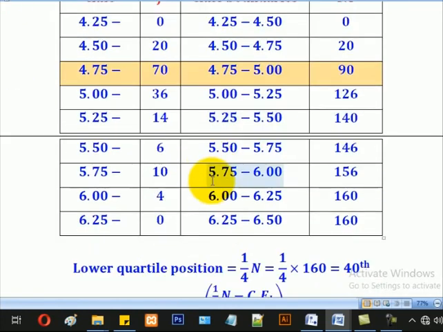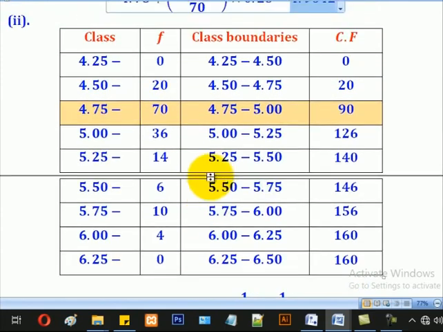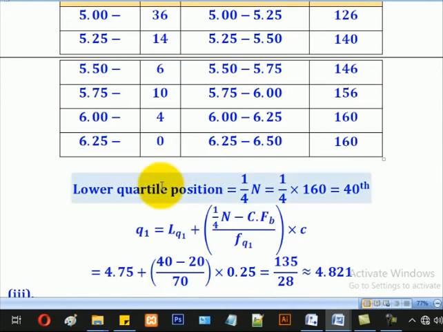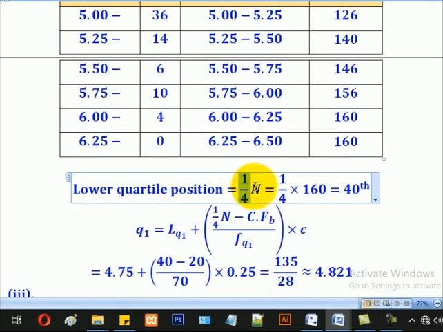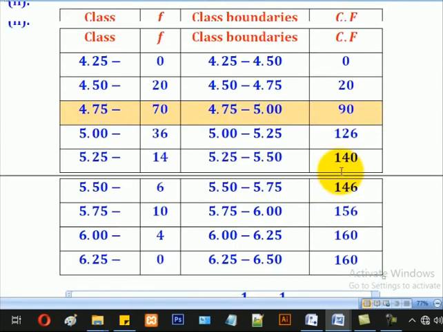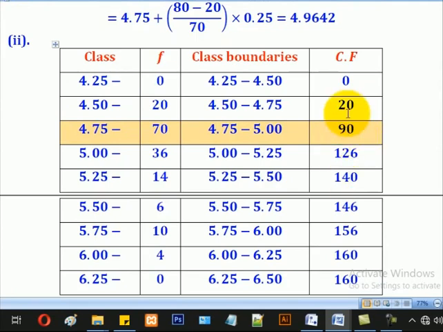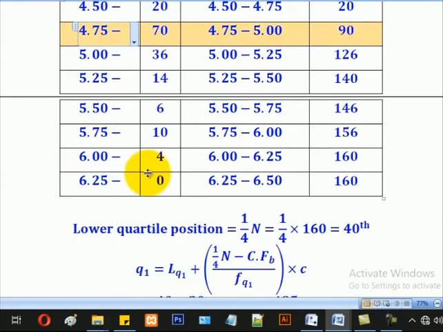Part Roman 2 was getting the lower quartile. First of all, like we have done for the median, we have to get the lower quartile position. Lower quartile is a quarter n, and the position will be 40th. Now look for a value slightly greater than or equal to 40. Come to this column of CF. 20 is less, 90 is greater. So this will be our lower quartile row, where this is the lower quartile class.